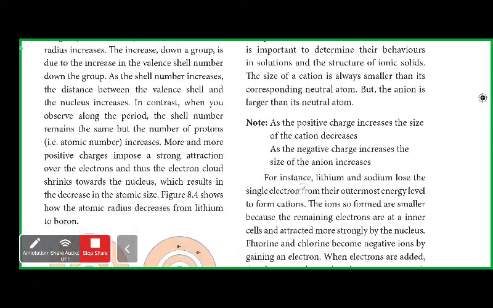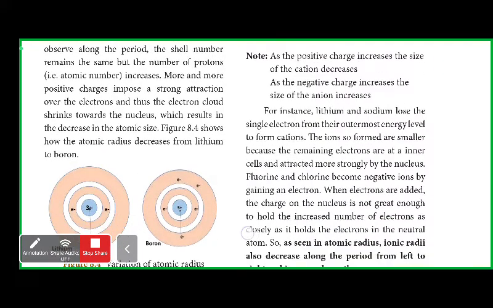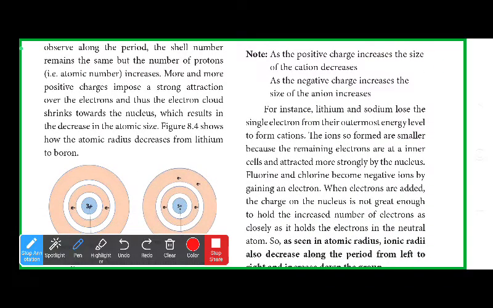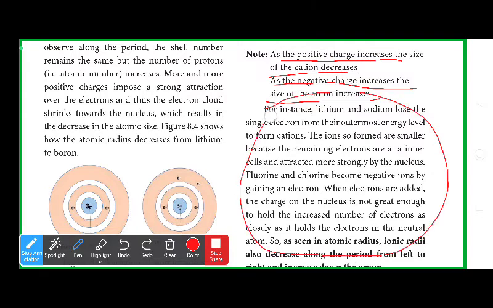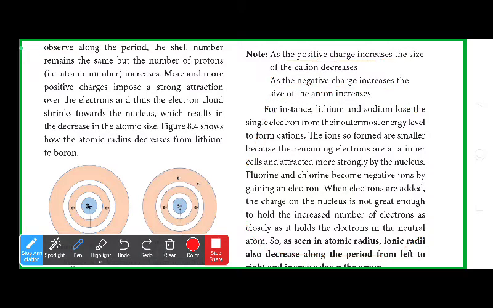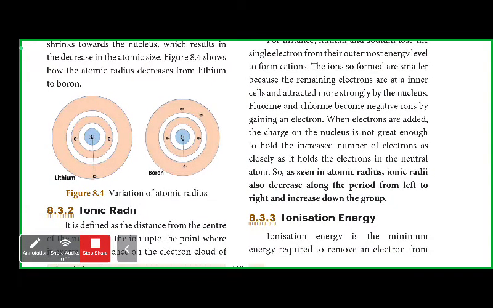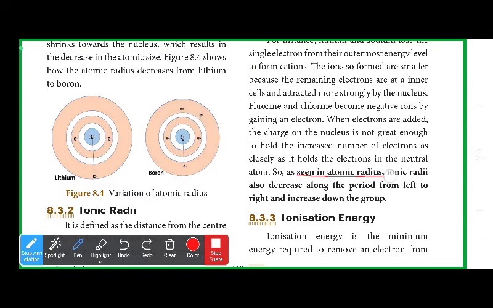As the positive charge increases, the size of the cation decreases. As the negative charge increases, the size of the anion increases. So they have explained wholly about lithium and sodium, which I have explained already. Now, as seen in atomic radius, ionic radii also decrease along the period from left to right and increase down the group.